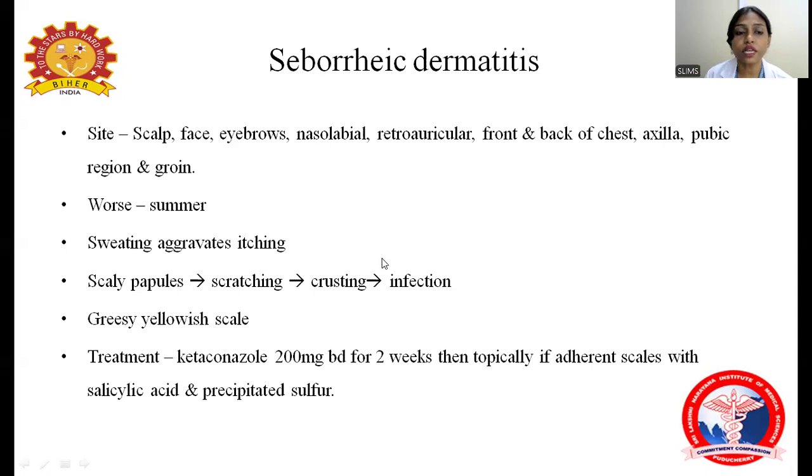The scales are usually yellowish green, and treatment includes oral and topical antifungals. Oral tablet fluconazole can be given as a 150 mg stat dose, and topical azoles can be given. For the scalp, topical ketoconazole along with precipitated sulfur or salicylic acid can be given for adherent scales. Seborrheic dermatitis is a relapsing and remitting condition, and the patient will require treatment lifelong.